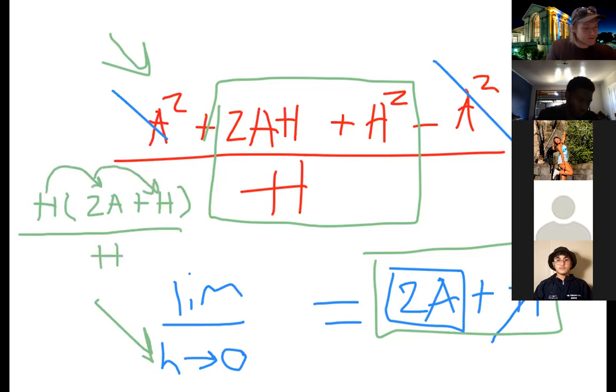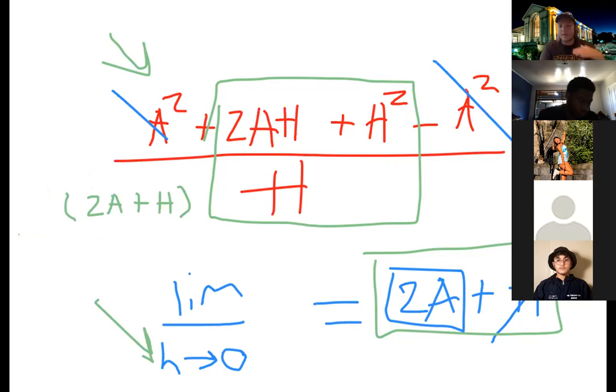See that? Perfect. And then we're allowed to do this based off our properties. These h's cancel out, because h divided by h is just 1. So this just becomes 1 times 2a plus h, which is what we have in this green box right here. Then we said limit as h goes to 0.